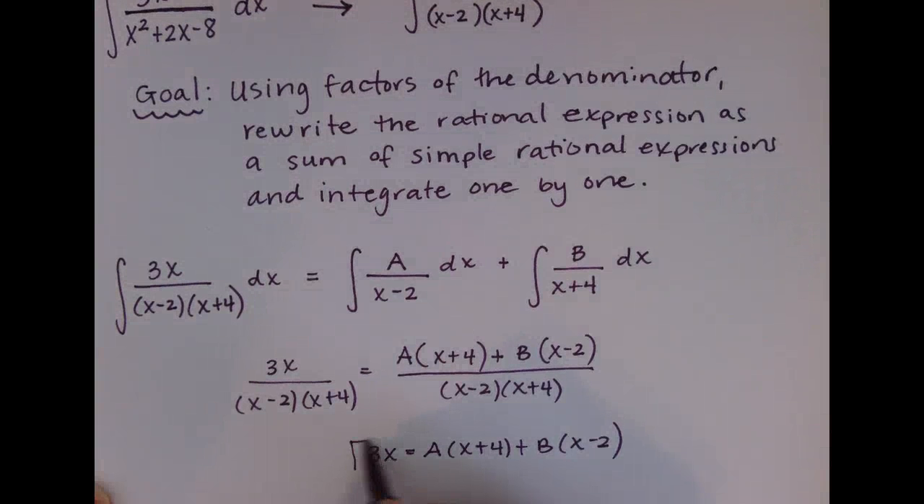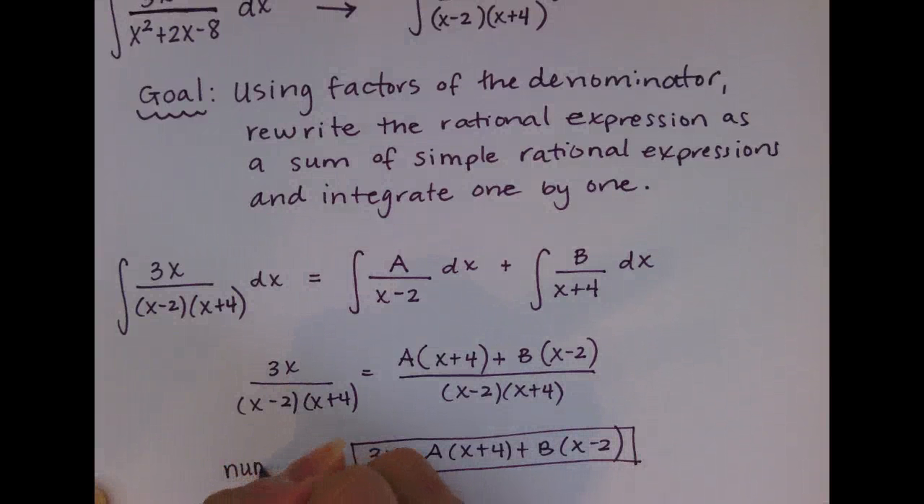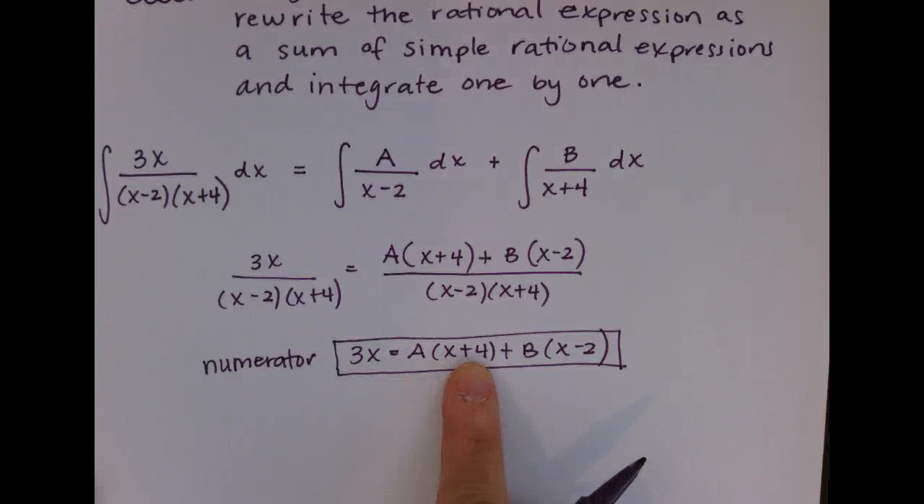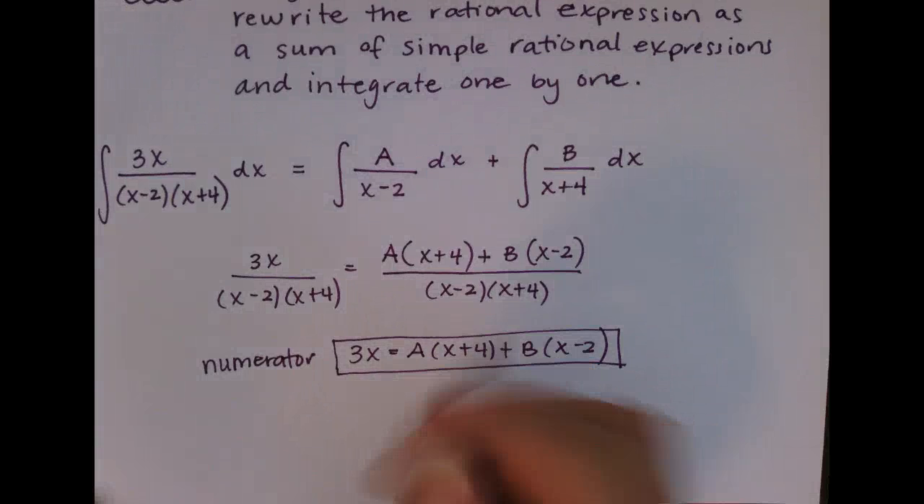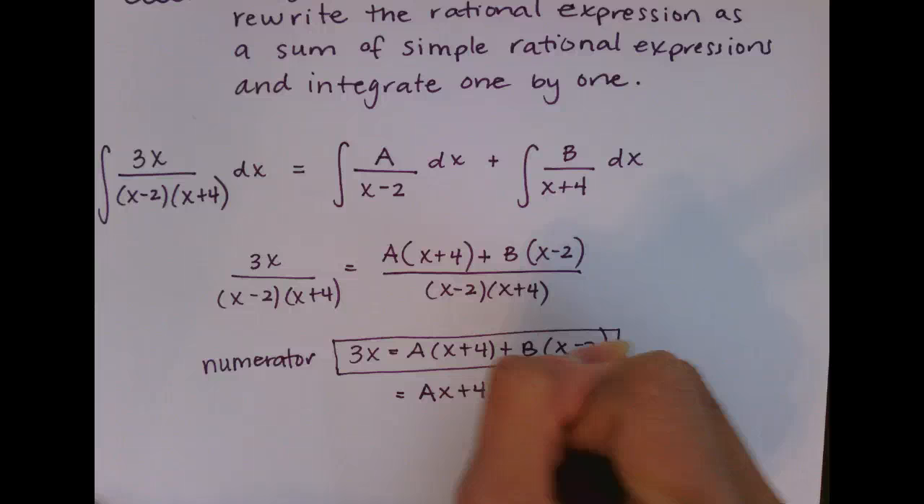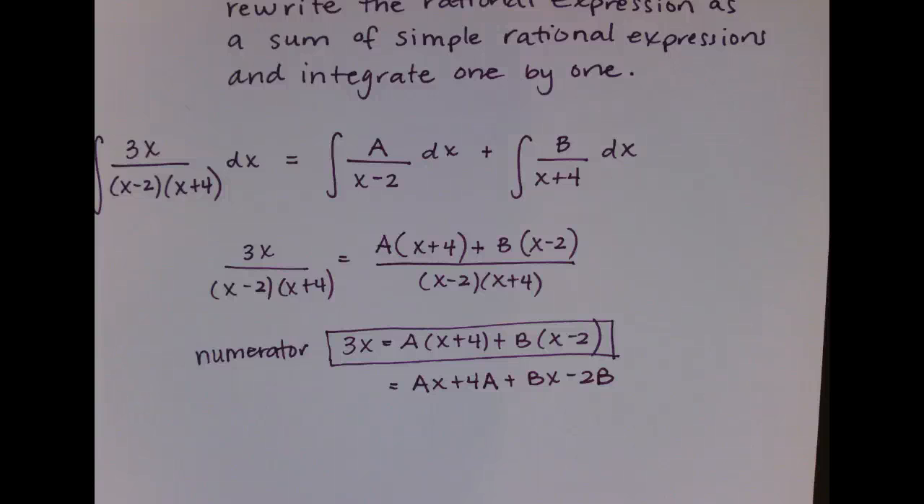So I'm going to focus only on the numerator, and I'm going to write out this equation that says that 3x has to equal A times (x plus 4) plus B times (x minus 2). I'm going to go ahead and distribute both expressions. And it does get a little confusing in terms of what gets written first, the letter A or the variable x, etc. as you go through, and it really doesn't matter.